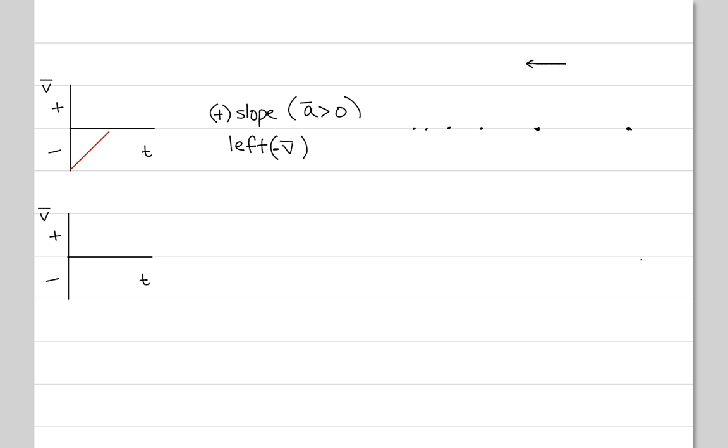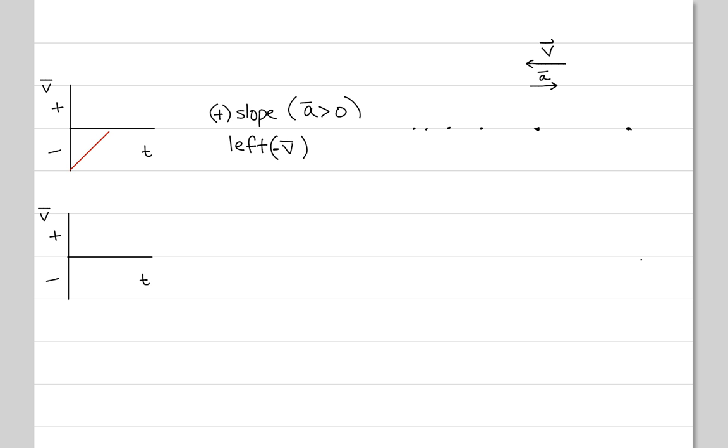And now the last one for these VT graphs, in this one, slowing down. Motion to the left, acceleration to the right. And the way that we do this in physics, and I'm going to talk about this tomorrow as well, the velocity vector is to the left, and the acceleration vector is to the right. So since they oppose each other, you're slowing down. When the velocity vector and the acceleration vector are in the same direction, you speed up.